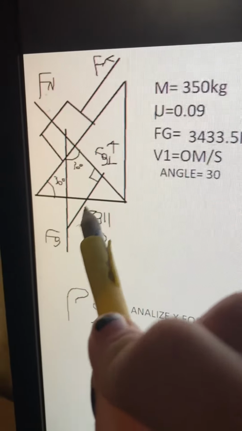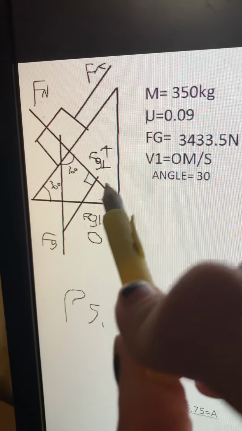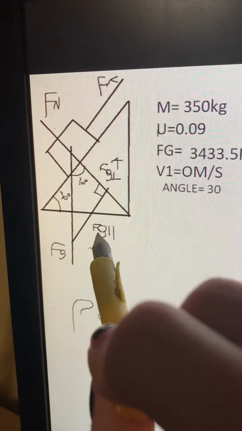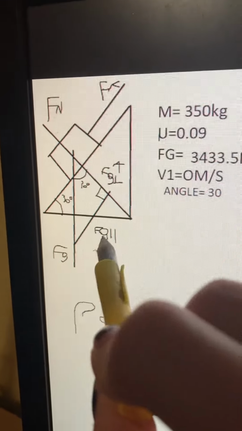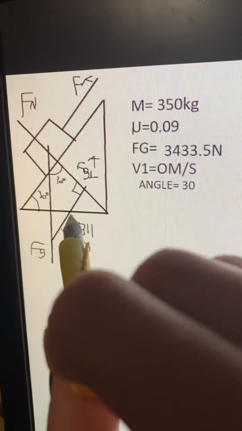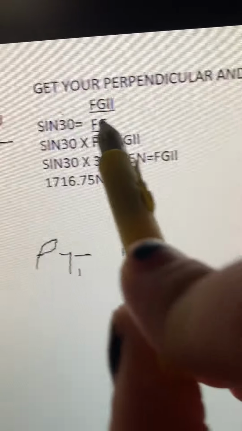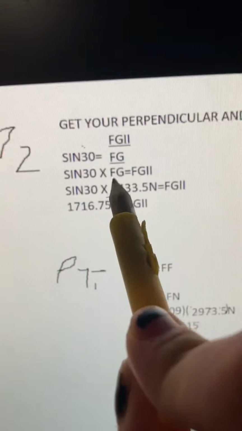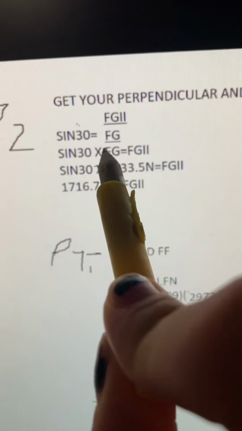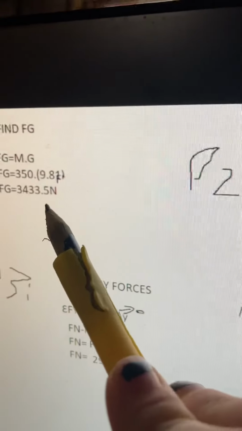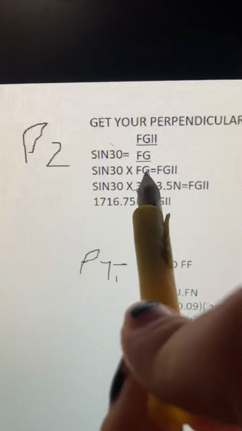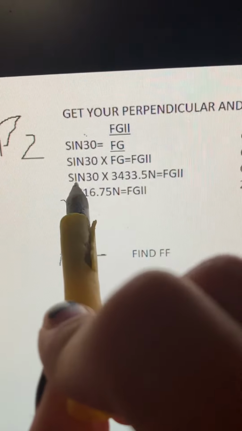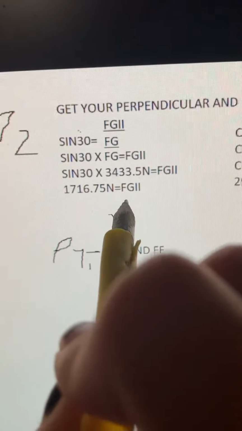For Fg parallel, you're going to use the sine. It's opposite over hypotenuse, and it's opposite of that angle there. And then you would have Fg parallel over Fg, your normal Fg, the one we got over here. Move that to put that on its own, put in your numbers and solve it.